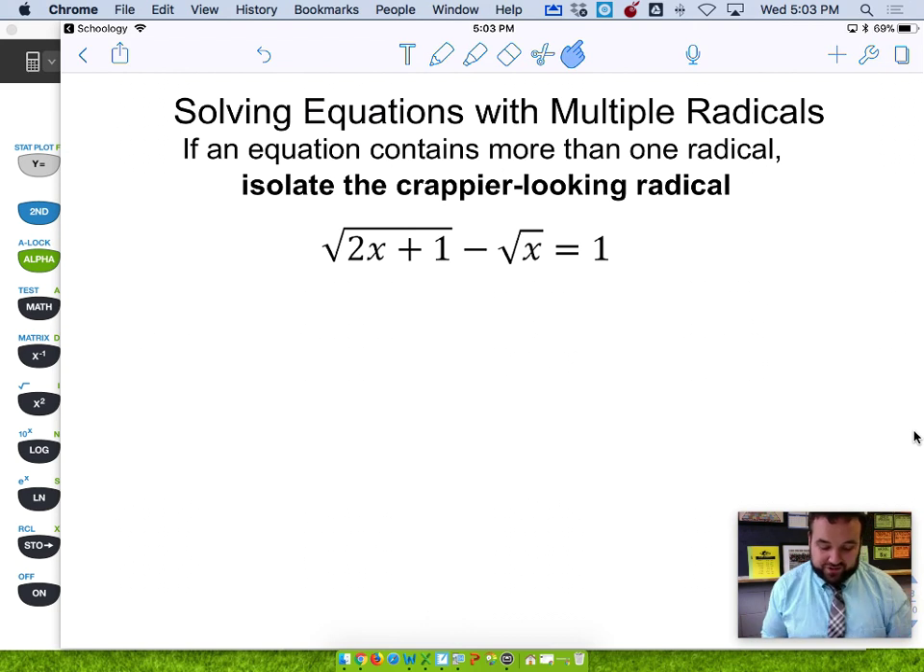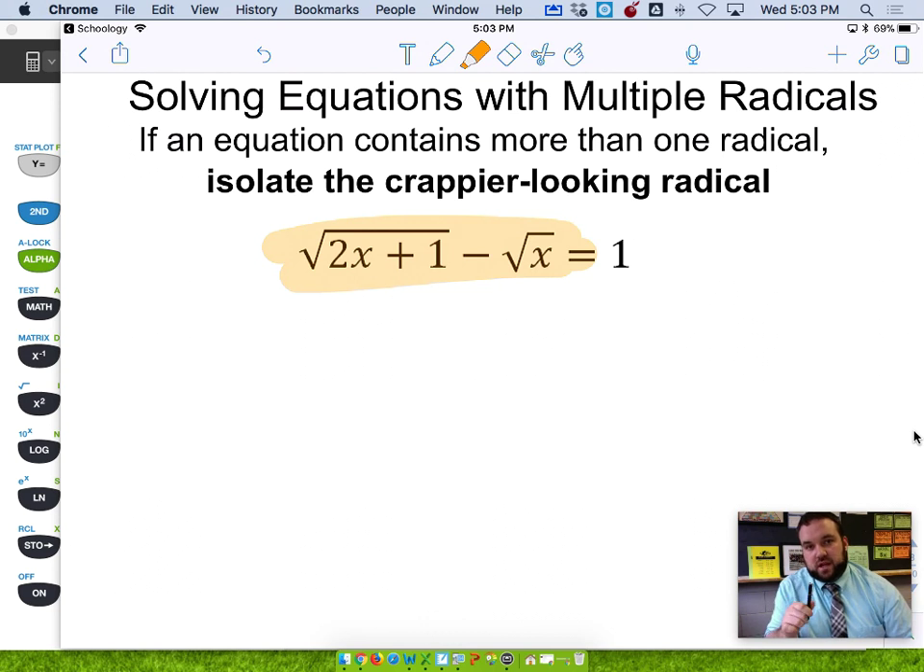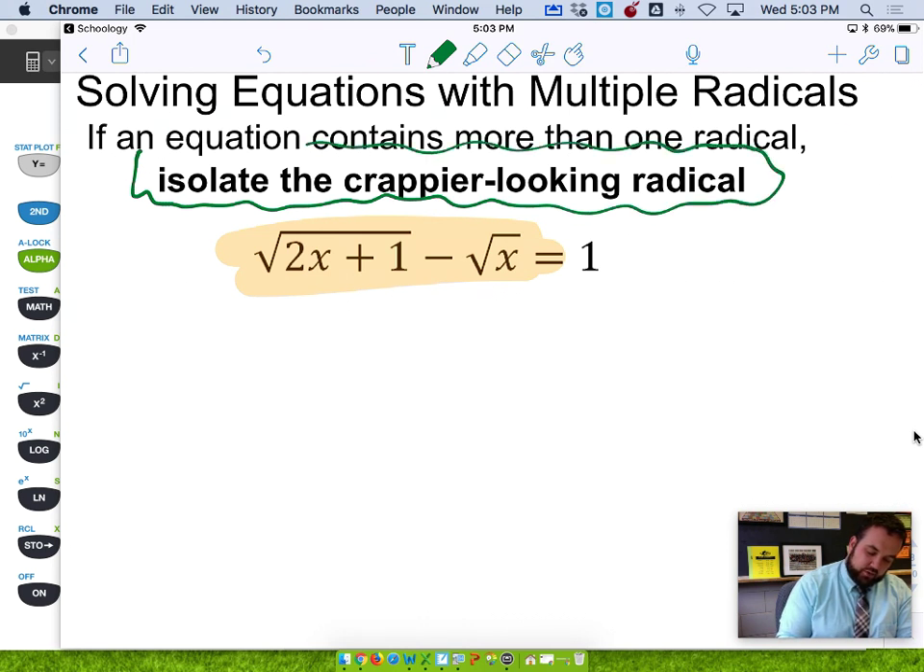So if an equation contains two different radicals, okay, again, we know that these can't be subtracted, because in order to subtract radicals, they would have to have the same index as well as the radicand, or the expression underneath. That's not the case here. So I'm not super elegant with my words, but what I'm going to say is I want to get the crappier looking radical, the radical that's got more stuff inside. That's what I want to get by itself first.